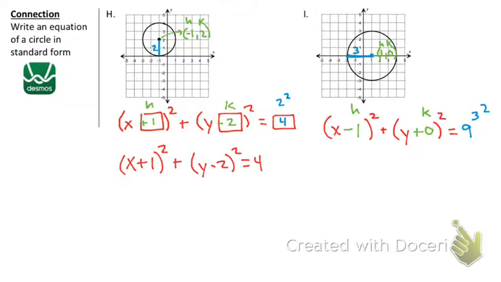Okay, so let's clean up our equation. X minus 1 is just x minus 1. We can't do any math there. Plus y plus 0 is just going to give me y. We don't need the 0. So that's going to give me y, and then parentheses are gone because we don't need them. Equal to 9. Okay, and that's how you write the equation from a graph.